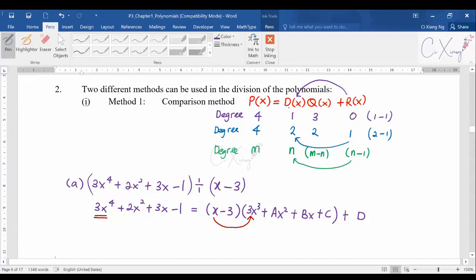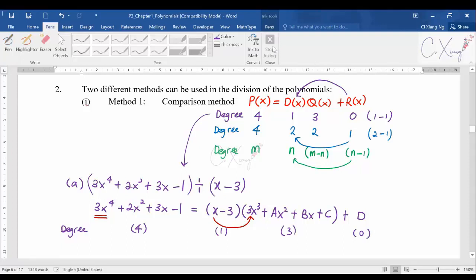You need to know all these rules first. Then after that only I teach you how to find A, B, C, and D. So this is for part A, just to show you what I am talking about here. You can see that this whole thing is degree 4. This is the degree. So this is degree 4 for polynomial, and for divisor, it is degree 1. For quotient, it is degree 3, and for remainder, it is degree 0. So this is part A, the first example.